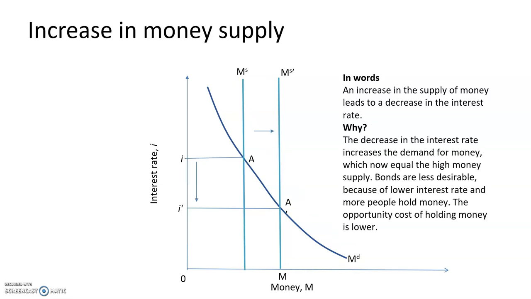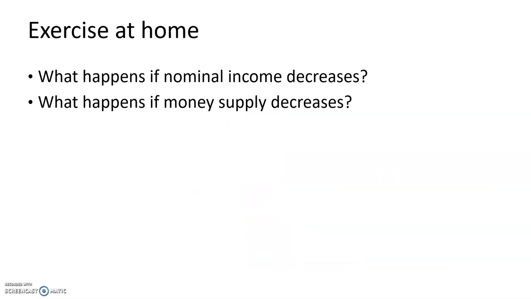Increase in money supply. An increase in the supply of money leads to a decrease in the interest rate. Why? The decrease in the interest rate increases the demand for money, which now equals the higher money supply. Bonds are less desirable because of the lower interest rate and more people hold money. The opportunity cost of holding money is lower. So you can also practice what happens if nominal income decreases as well as what happens when money supply decreases.